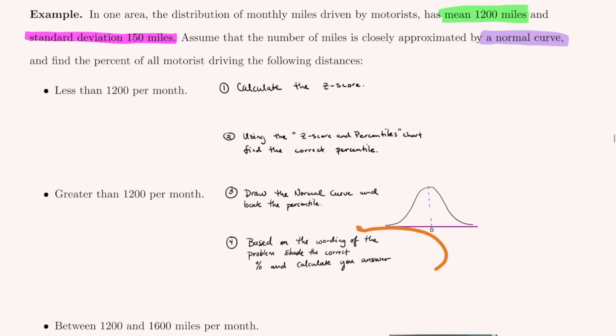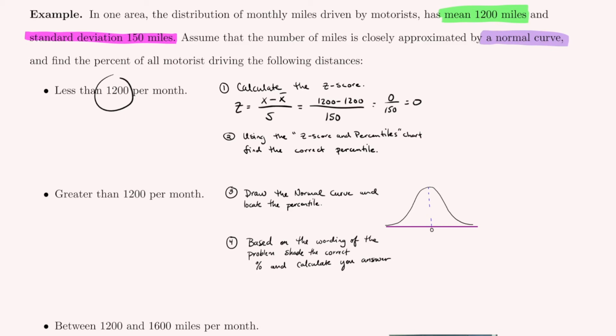Let's go through these first 4 steps for the first problem. Now we know our z-score is always the data value minus the mean divided by the standard deviation. So for us, our data value is 1,200 minus the mean of 1,200 divided by the standard deviation of 150. 1,200 minus 1,200 will give us 0. And 0 divided by any non-zero number is 0.